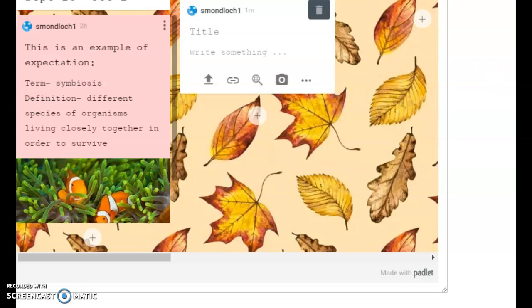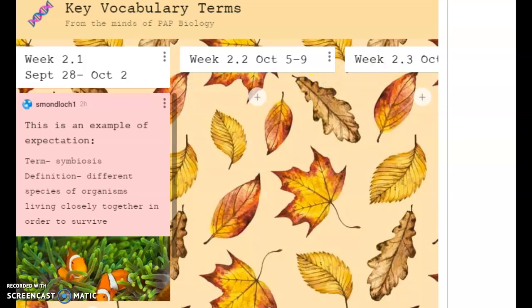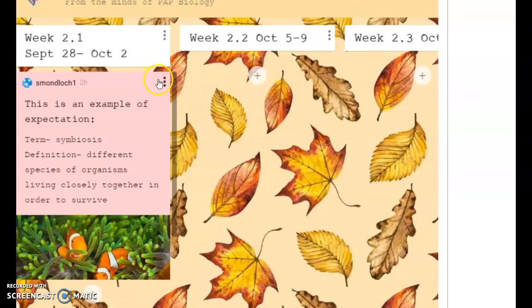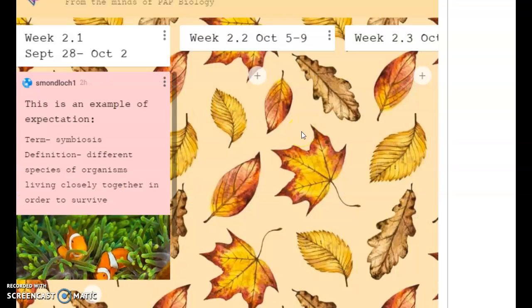So you can upload, link, clicking on the 3 dots. As in almost everything you work with, the 3 dots always give you a menu and more information. And so you would upload your picture. If you don't like what you did, you can always delete that post. Once you have it, you can change the different colors. You can edit it. You can't copy and transfer because I'm the owner of this.